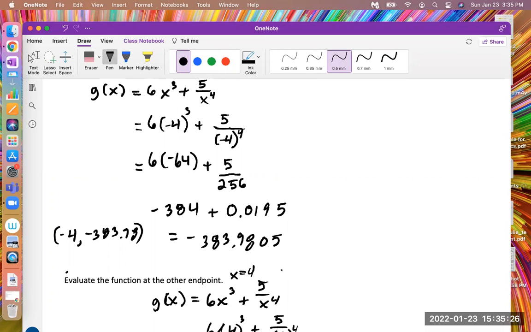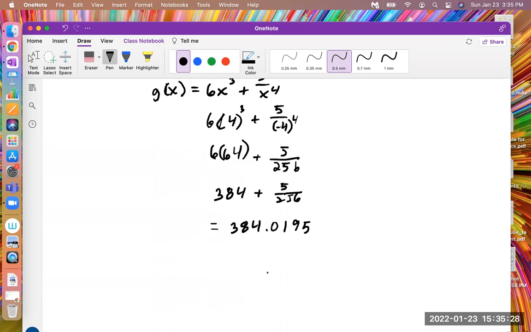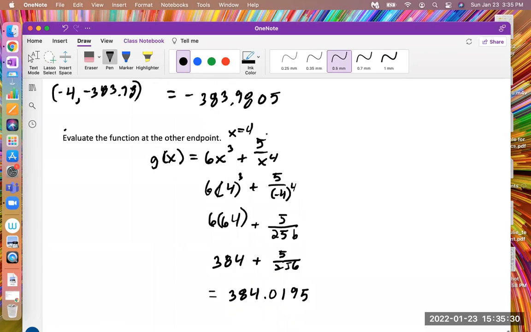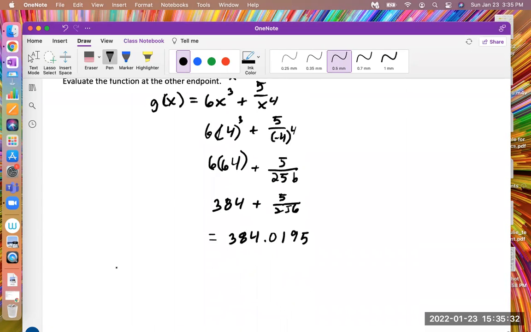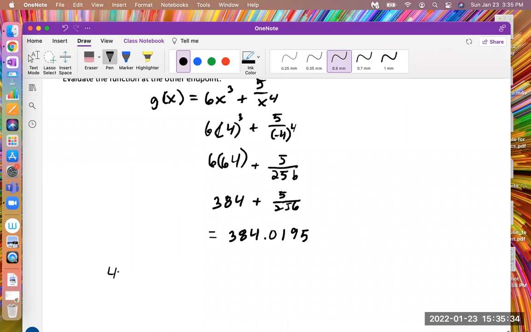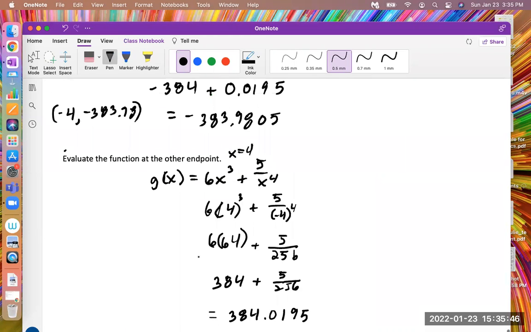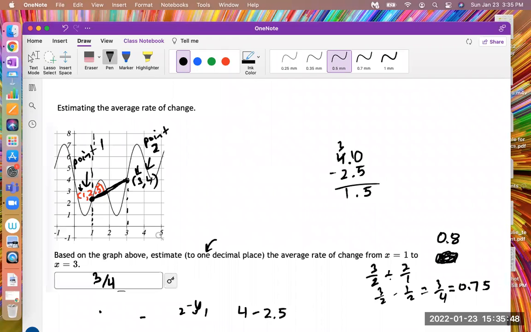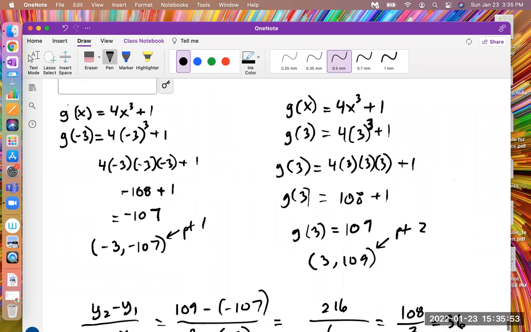All right, so we have our second point. When we remind ourselves, we plugged in x equals 4, so our x value is 4, and the y value is 384.0195. Now we are at the point where we have the two points. All we have to do is find the slope between them, and we do that using the slope formula.